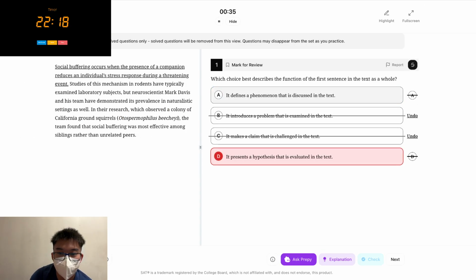Is a hypothesis. Okay, fine. I'll think about hypothesis just because it's a neurosurgeon, neuroscientist. I guess occur presence. I think occur makes more sense for a phenomenon. That's what the first sentence really illustrates.